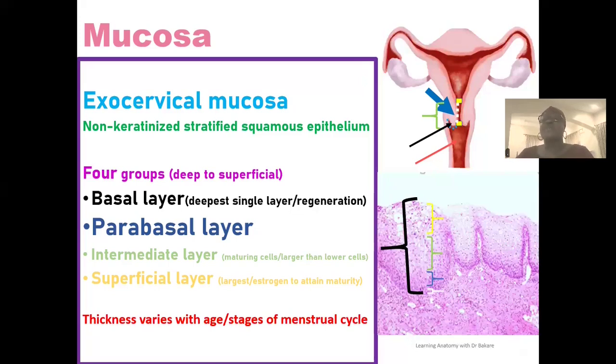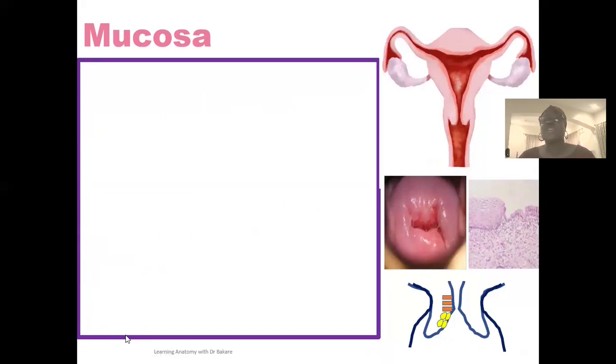Also during the proliferative phase of the menstrual cycle, the superficial layer is seen to be thick, containing a large number of mature cells, and this is under the influence of estrogen. So you see that at different stages of reproductive life and of the reproductive cycle, the stratification level is different. So let's go to the transformation zone.